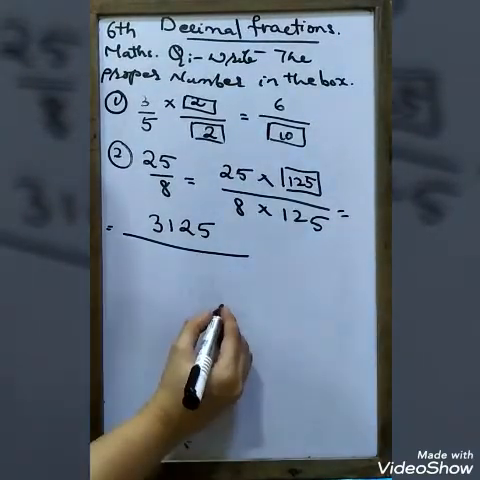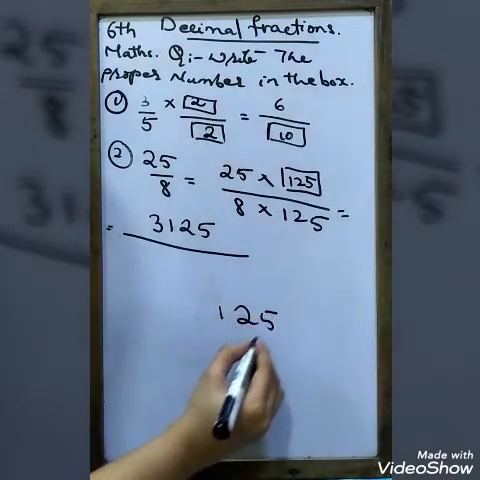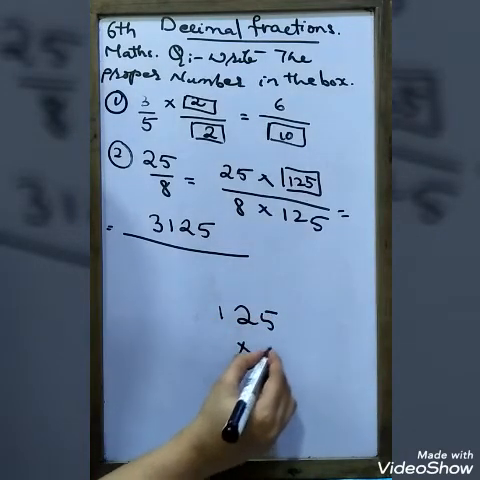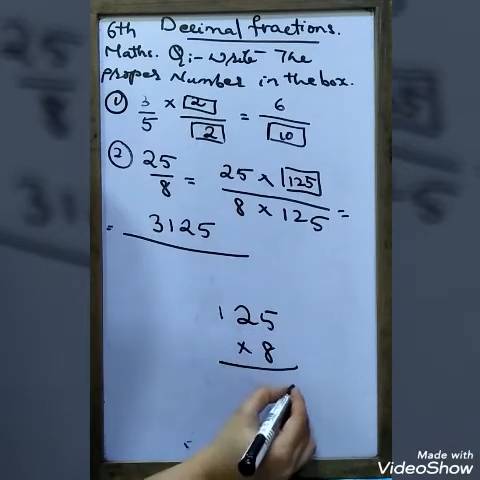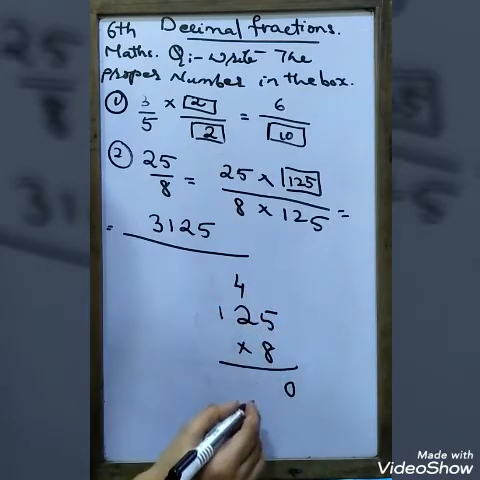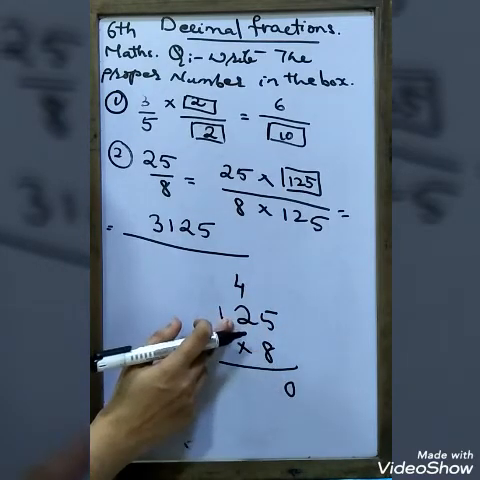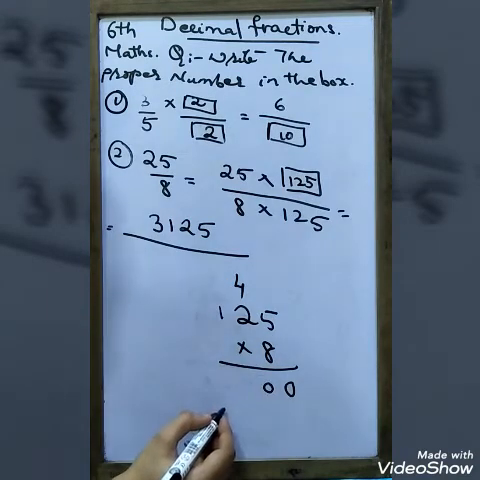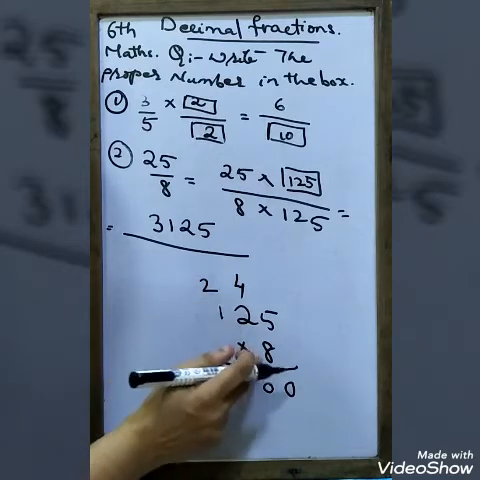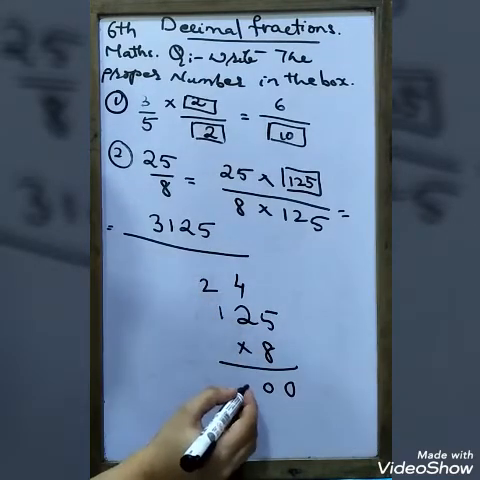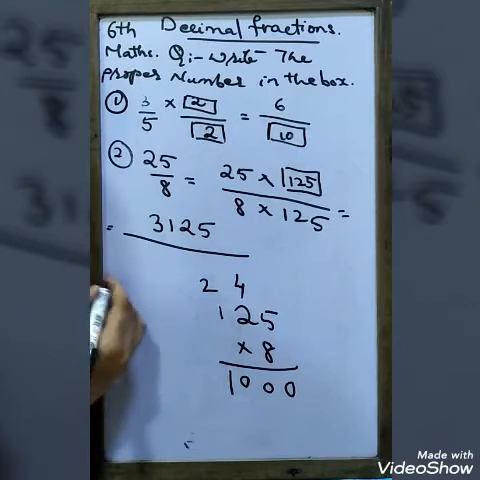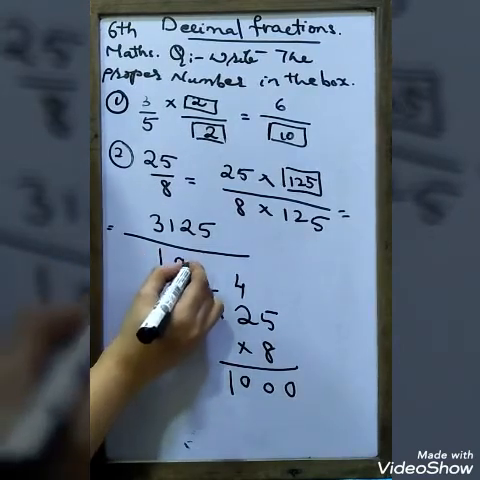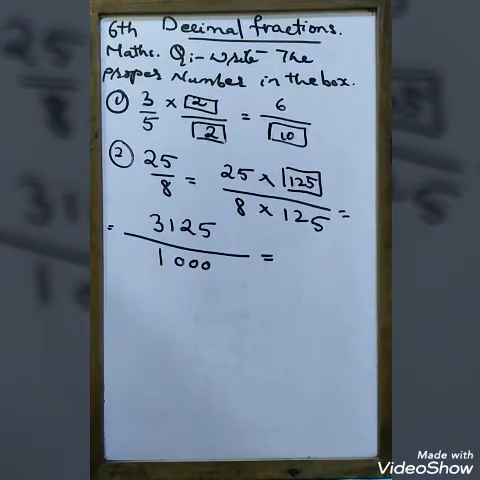So here 125 into 8. 8 5s are 40, 4 will be carry forward. 8 2s are 16, 16 plus 4 it's 20, 0 and 2 will be carry forward. 8 1s are 8 plus 2 it's 10. So here it is 1000.